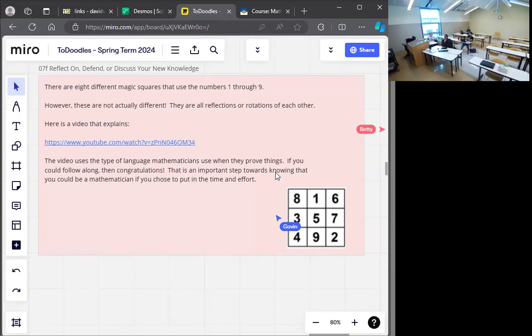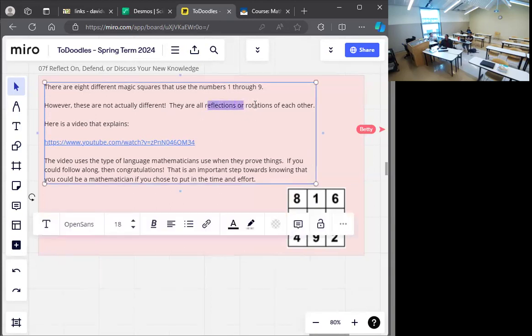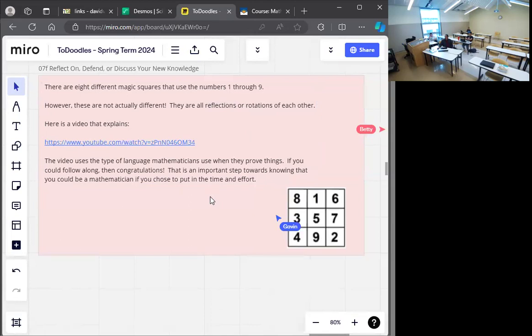It's actually true, by the way, that you could arrange the numbers 1 through 9 to make different magic squares, but all the magic squares that add up to 15 are actually just reflections or rotations of each other. They're not actually as different as you might imagine.